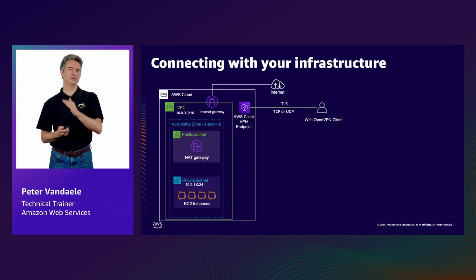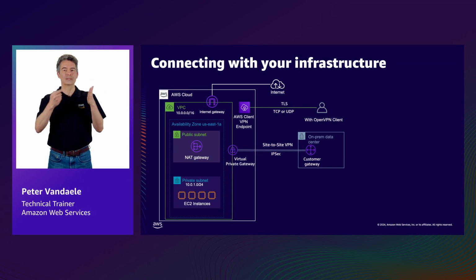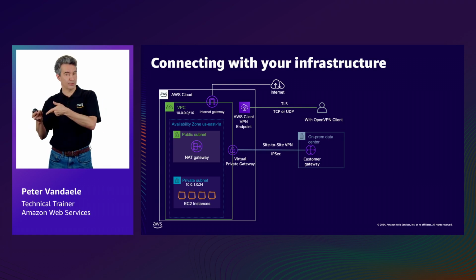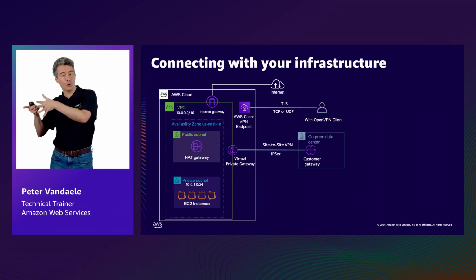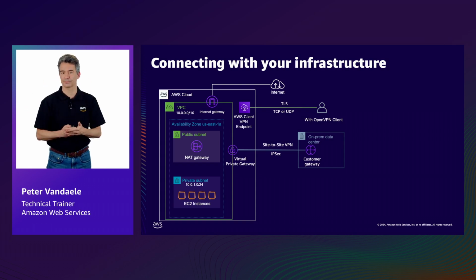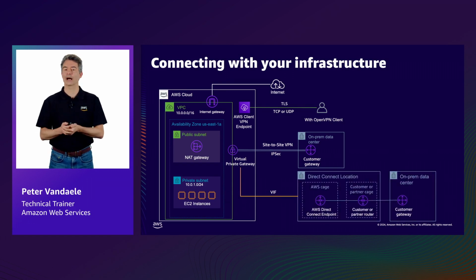To use OpenVPN Connect, our OpenVPN client will connect to an AWS client VPN endpoint. We also have our site-to-site VPN, which would require a customer gateway setup in the on-premise data center. And then on the VPC side, we need a virtual private gateway. This allows interactions between our on-prem data center and the cloud. We have one last option here. This is called Direct Connect.